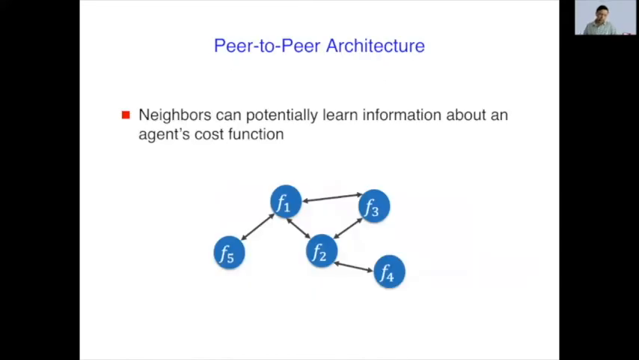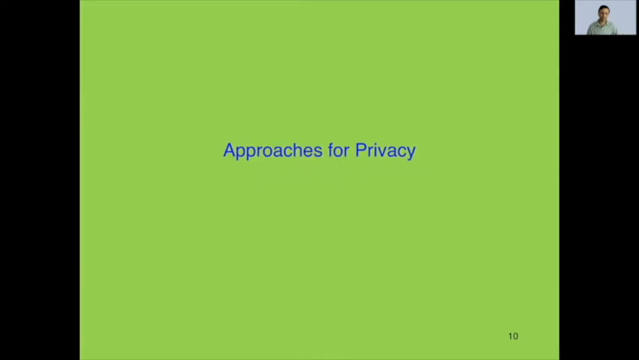And similar to server-based architecture, in case of peer-to-peer or decentralized architecture as well, the more the nodes communicate with the other neighbors, other nodes, they can potentially reveal something about their cost function. And again, we would want to have some notion of privacy. So question is, how do we go about doing this?